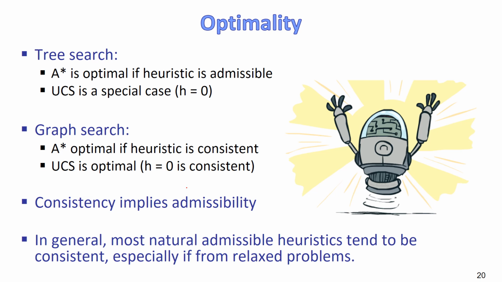So that's the summary. Tree search, I'll change this. Tree search A star will be optimal if the heuristic is admissible. Graph search, A star will be optimal if the heuristic is consistent. Consistency implies admissibility. Generally, if you get the heuristic using relaxed problems, usually in most cases, it will be both admissible and consistent, but of course it's not guaranteed.